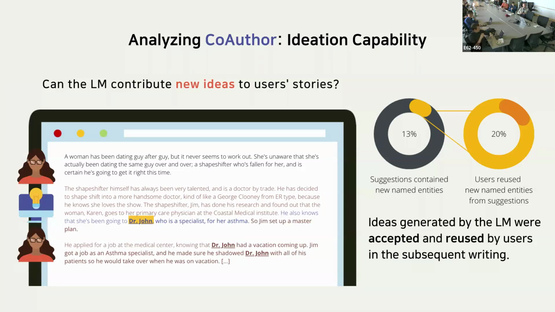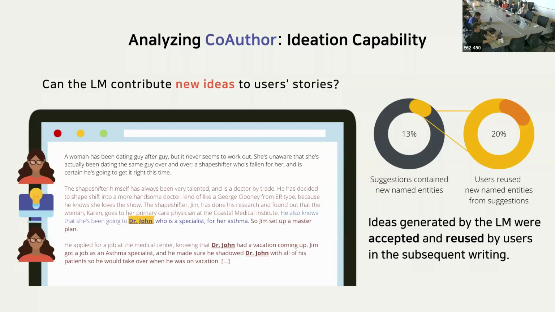So the way we went about it is we identified new named entities. Those are things like people or locations in the model suggestions. So if the model suggests, say, a new character, Dr. John, that didn't appear in the previous part of the story, then we consider that as an idea that was proposed by the model. And then if that character or new location gets reused in a later part of the story, then maybe it's safe to say that, okay, maybe those ideas were useful in some sense.